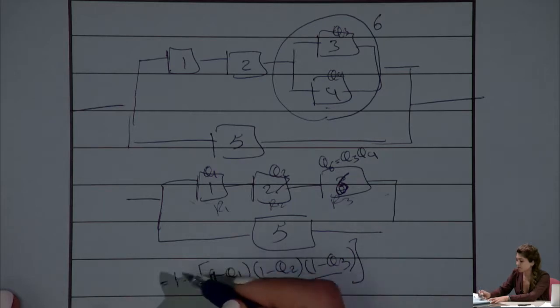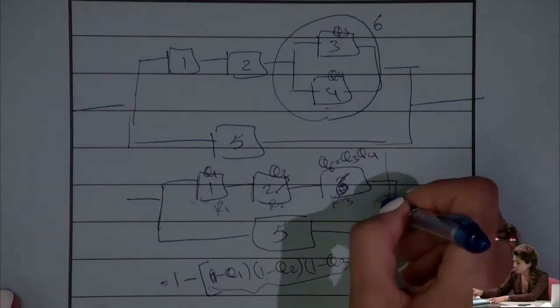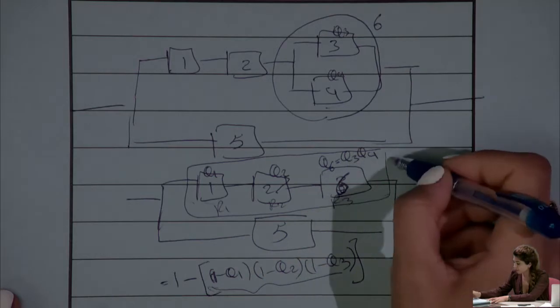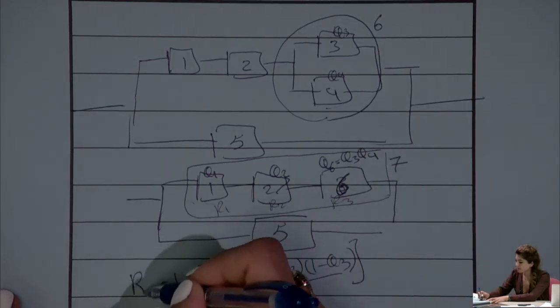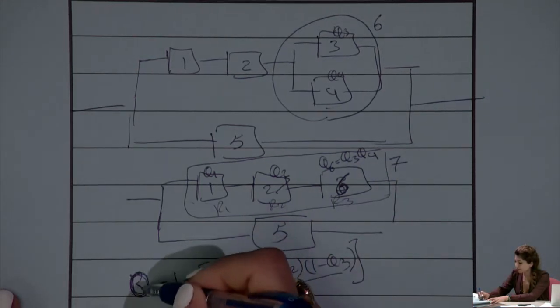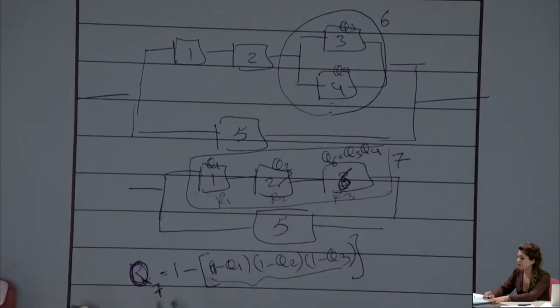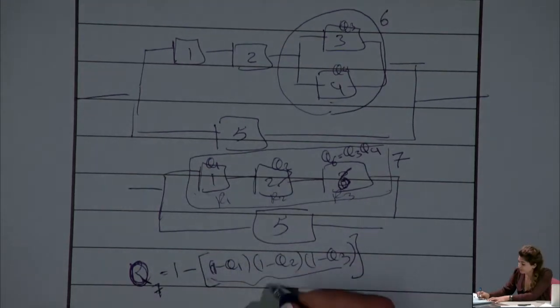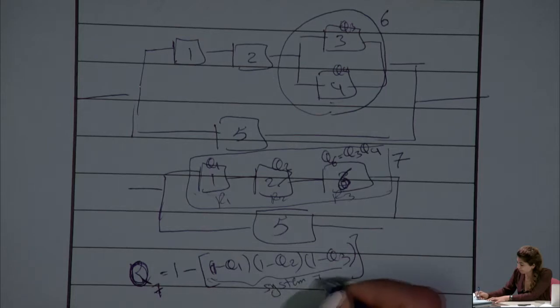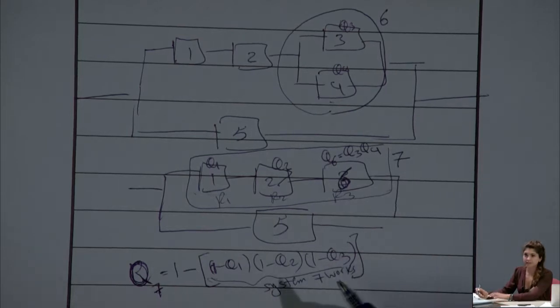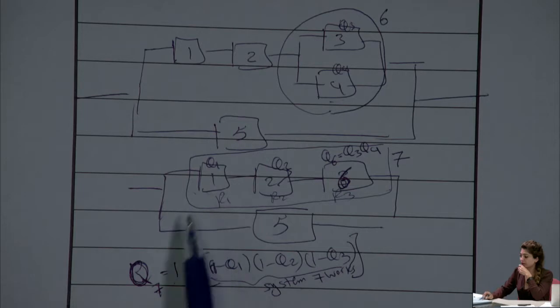And 1 minus that gives you the Q for this part, which we now call block 7. Q7 is going to be 1 minus the probability that system 7 works. Any question for that part? And the 1 minus is the system not working. Yes. 1 minus that gives the probability Q7, the failure of 7.